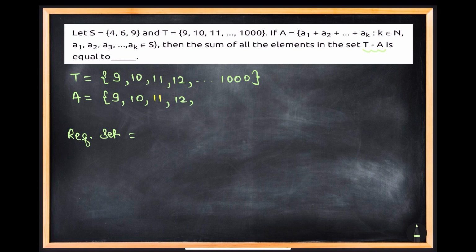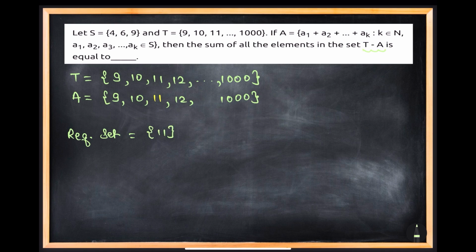15: 9 and 6. 16: 6, 4, 6. Okay, 16 done. 17: 9, 4, 4. Okay, 18: 6, 4, 4, 4. So after this every element will stay. The only problem is 11. We cannot create 11. So if we talk about the difference T minus A, the set will be 11 only.